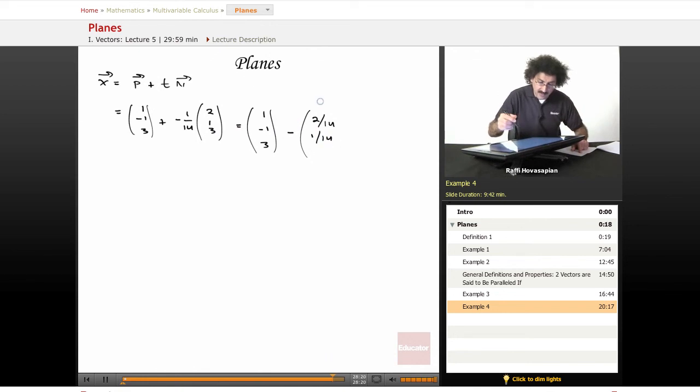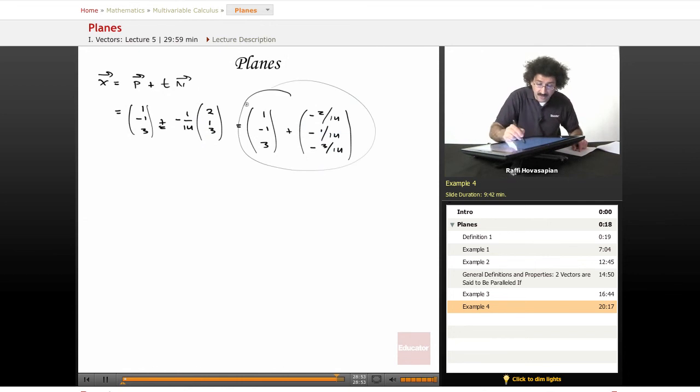Actually, I'm going to go ahead and leave the plus sign as is. And I'll just multiply the negative 1/14 times 2, which is negative 2/14. Negative 1/14 times 1 is negative 1/14, and negative 1/14 times 3 is negative 3/14. So you can do it either way. If you want to pull the negative out, that's fine. So there you go. This is our answer.